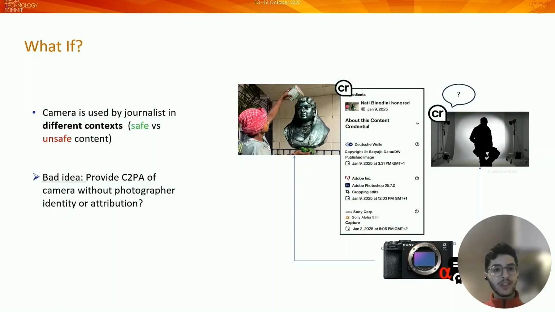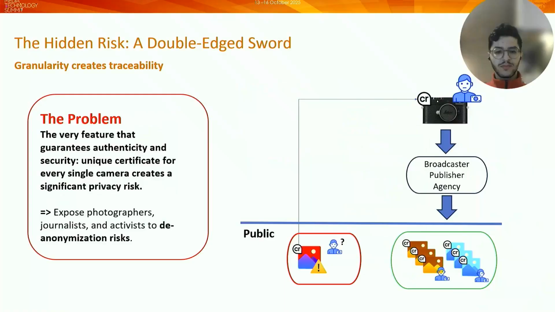Publishing Leica C2PA sensitive photos, even without naming the photographer, is risky, as device-bound certificates in content credentials can still link those images back to the photographer, exposing their identity. This problem is due to the fine granularity of device-bound certificates of the cameras. In fact, the very feature that guarantees authenticity and security by providing unique certificates for every single camera creates a significant privacy risk. An attacker could de-anonymize a photojournalist by matching the camera's certificates in the content credentials of an unattributed yet authentic image from an agency to those of licensed images published under the photographer's name.